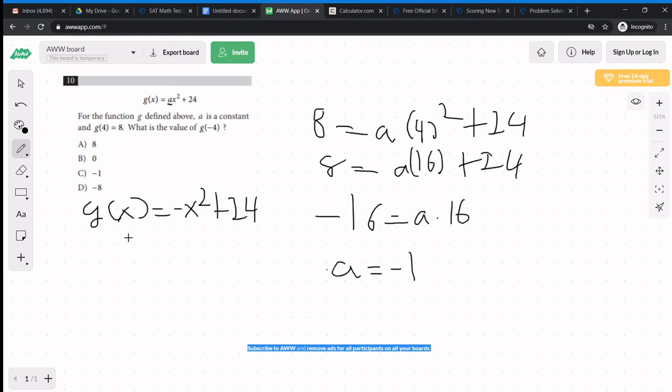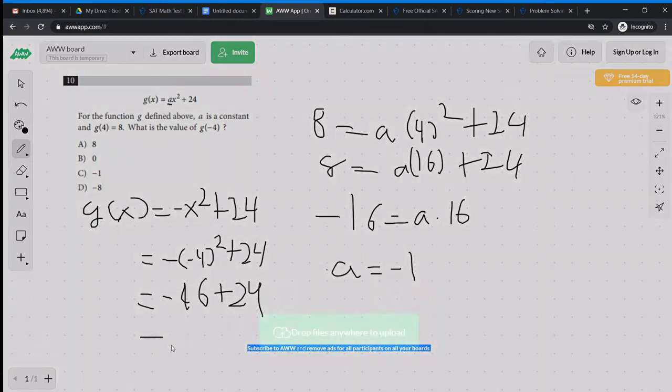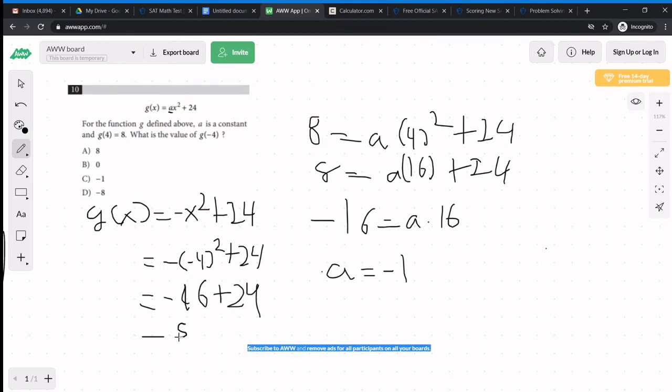And now we're going to substitute negative 4 in. So we get negative 4 squared plus 24, which equals g of negative 4, which is negative 16 plus 24, and that equals 8.